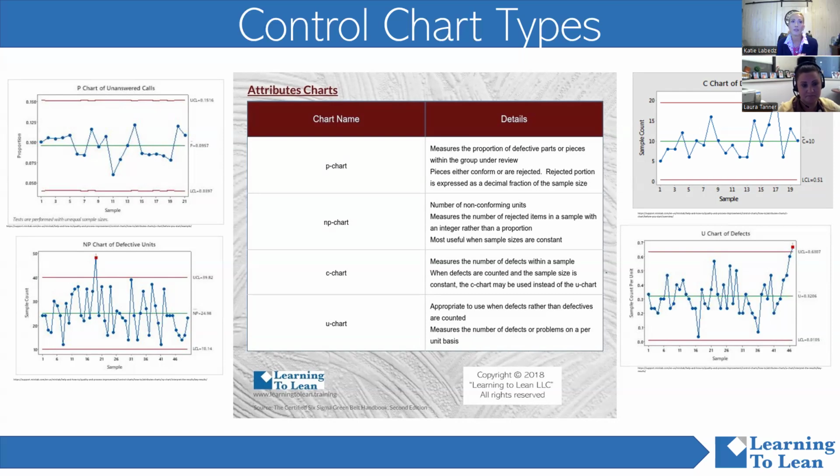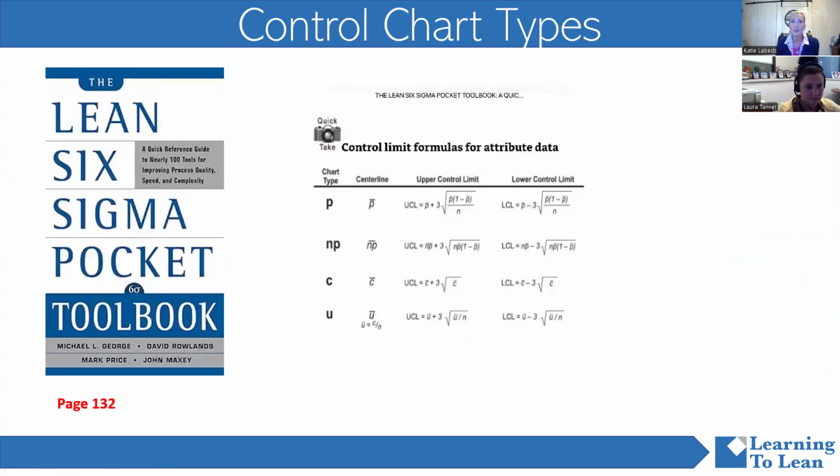C chart measures the number of defects within a sample. And U chart, which you see on the right, is appropriate to use when we're looking at defects rather than defectives. So defective means it's not usable. Defects means there's a flaw and there's a possibility that we may be able to rework it. So interesting, depending on what problem you're trying to solve, depending on what type of data you have. If we go back to our little book, page 132, we are looking at the formulas for those graphs that I just went over with you. So nobody expects you to be able to memorize the formulas, but they are there if you need those for reference.